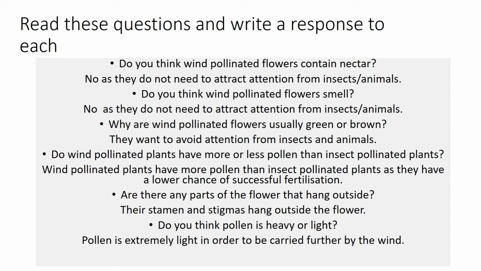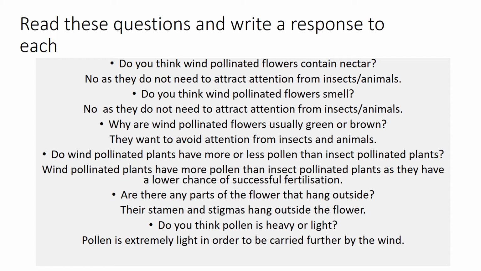Wind-pollinated plants also have more pollen than insect-pollinated plants because there's a far lower chance of successful fertilization because they're throwing their pollen into the air and just hoping that it lands on another flower, whereas insect-pollinated plants know that their pollen is going to go to another flower because those insects always go from flower to flower to flower. Okay, so there's a much higher chance of success for insect-pollinated flowers.